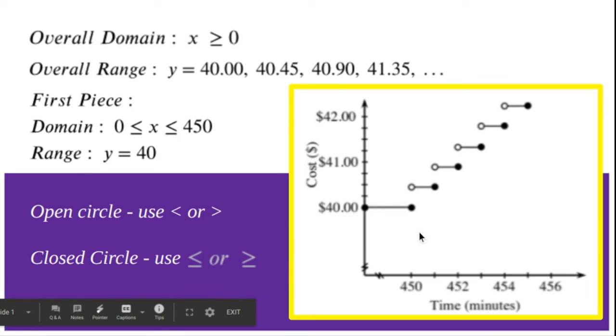And for a piece or like a domain, you can use one of each. So for our sequential pieces here, you're going to have one that is a greater than here, and another one that's a less than or equal to here. So you can mix these two signs.